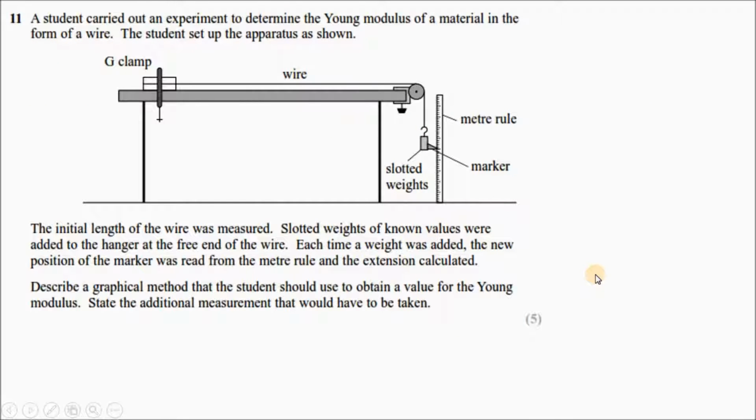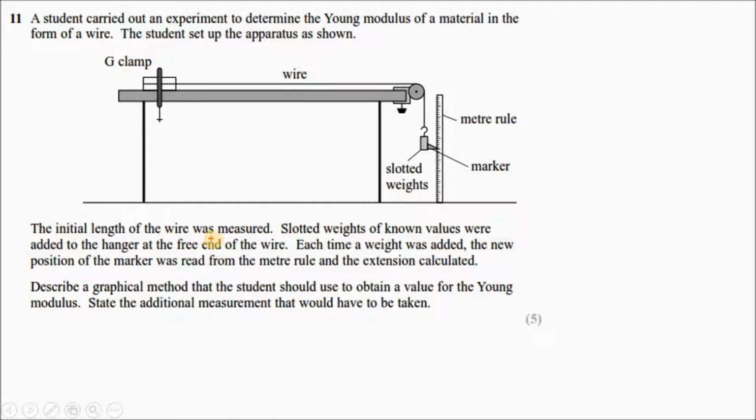Question number 11. A student carried out an experiment to determine the Young modulus of a material in the form of a wire. The student set up the apparatus as shown. A typical experiment of Young modulus, I guess most of you have done in your school. A wire is placed horizontal on the table, hanging mass, and the meter rule to measure the extension.